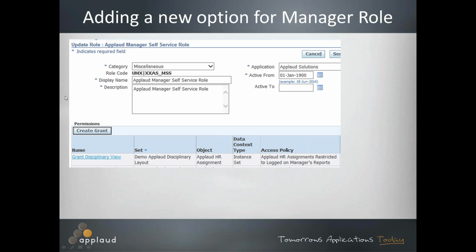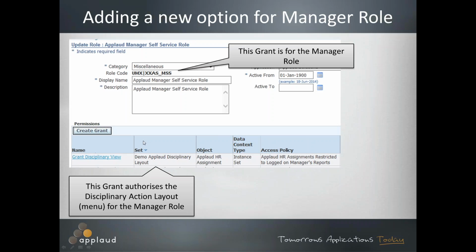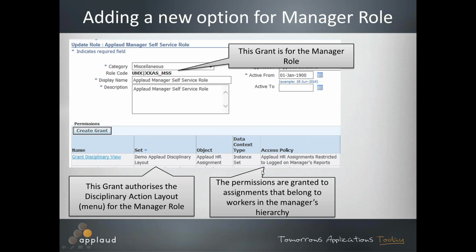We're granting access to manager for a role. Here we've got an example where we're granting a disciplinary layout. In this example, this is going to be an EIT or SIT. We could talk about SITs and EITs in the next set of training. So we're granting access to a layout to all the assignments that are in the manager's hierarchy.